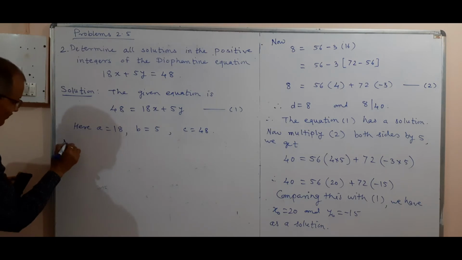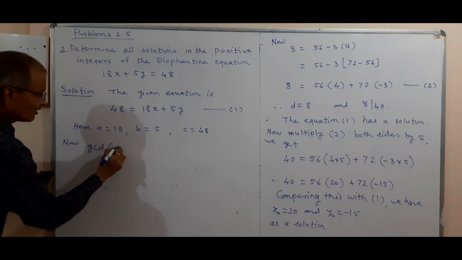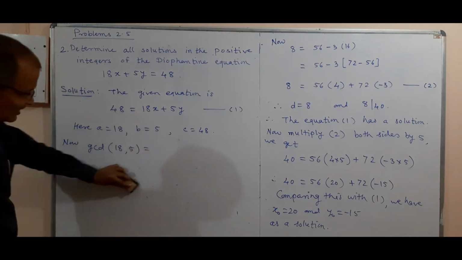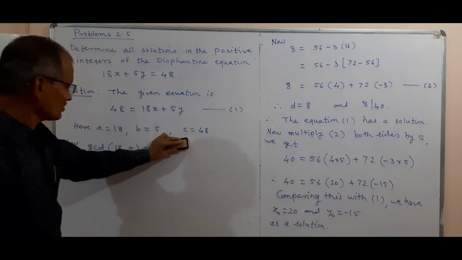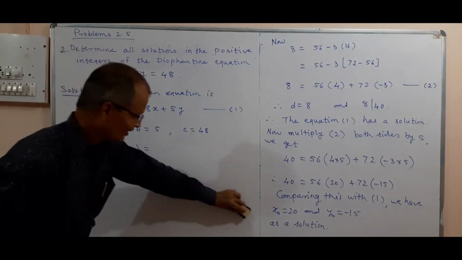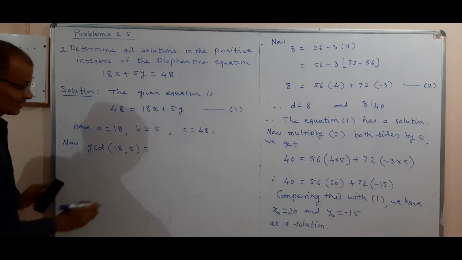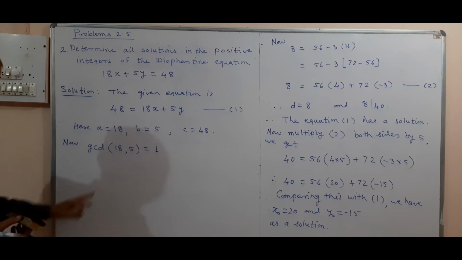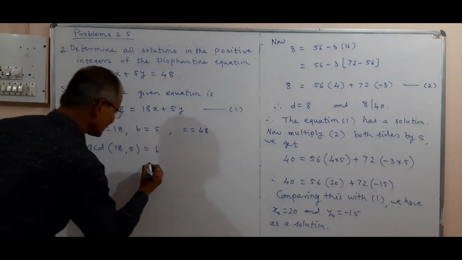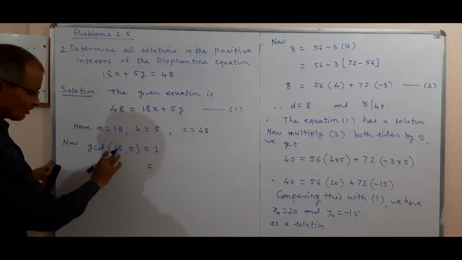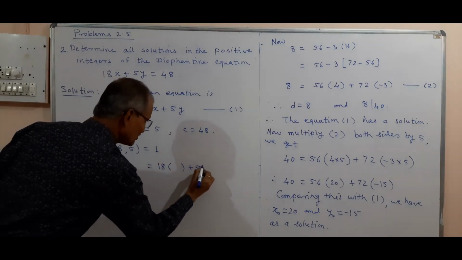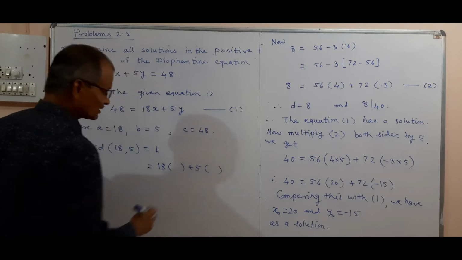Now the GCD of 18 and 5. It is easy to see because there is no other integer divisor common to 18 and 5 except 1. These are relatively prime, and you may check by Euclidean algorithm. GCD of 18 and 5 is 1. Simple. And now we want to express this 1 as a combination of 18 and 5. I shall write 18 into some number plus 5 into another number, that is 18x plus 5y.